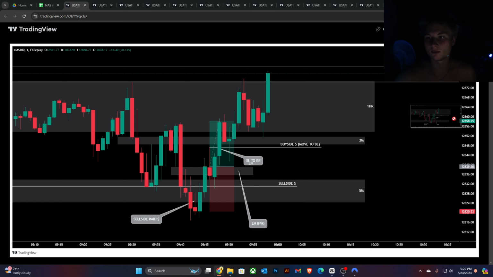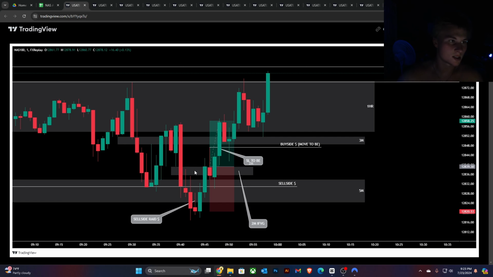I zoomed in before, but I can't zoom in right now. But this closed above here, entry right here on the inverse on the 2 minute, stop loss at the lows of the bodies here. Then I moved the stop loss to break even at this internal buy side liquidity level, and I just targeted this buy side level right here.